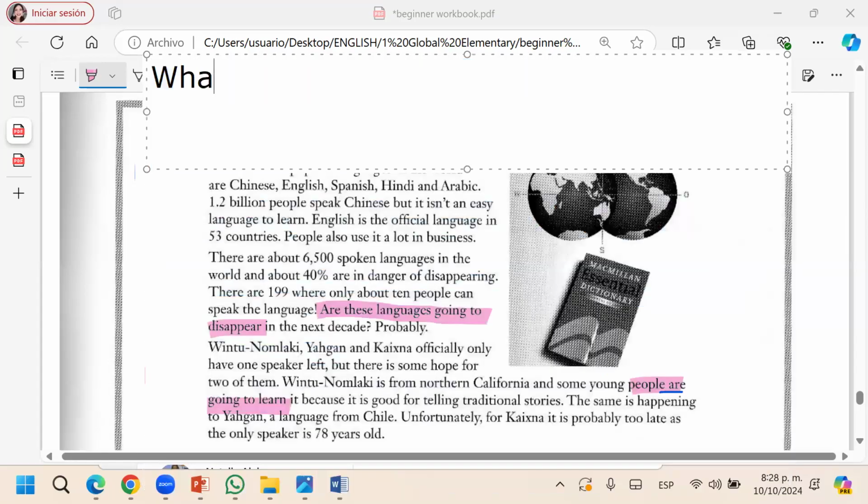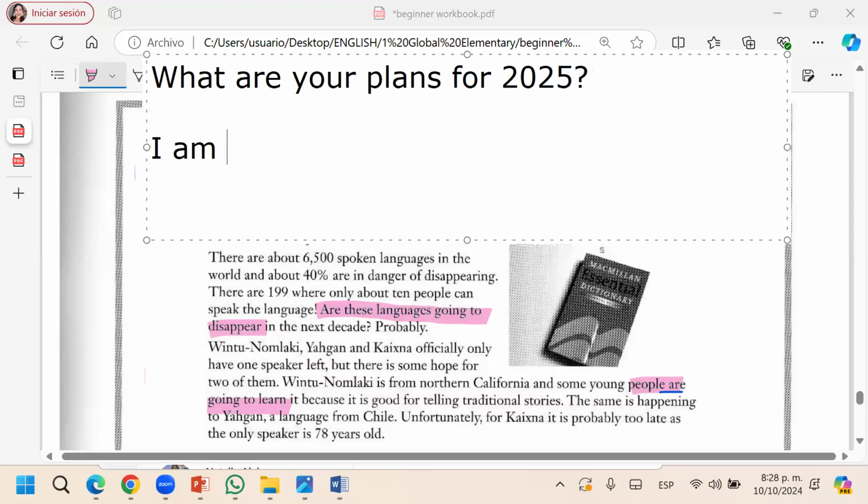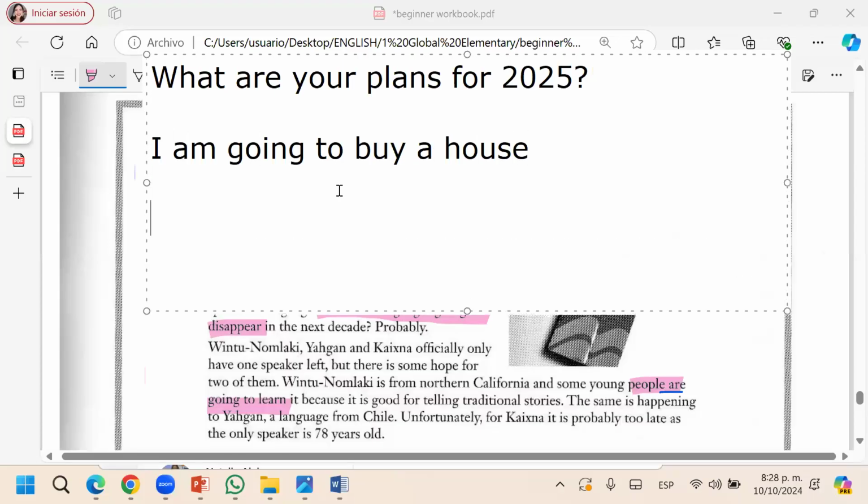Por ejemplo, what are your plans for 2025? Well, I'm going to buy a house for 2025. In 2025, I'm going to buy a house. It's a plan that I have. What are your plans for 2025?